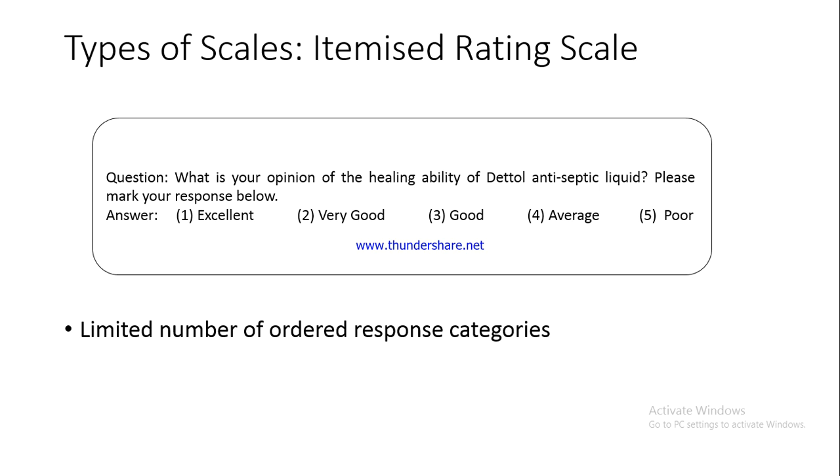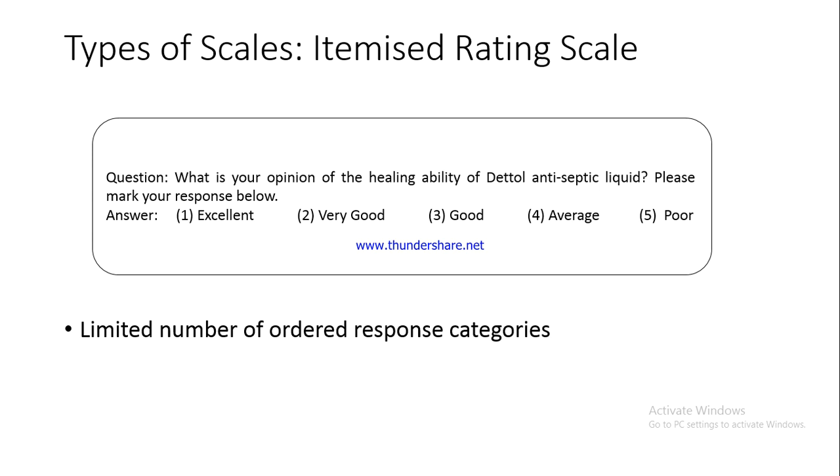For example, in this particular question you can see the first response category is excellent. After that we have got very good, then good and average and then poor. It's not as if we can place these categories randomly. This particular sequence will have to be followed, which means you cannot put poor first and then you straightaway jump to excellent and then come back to average, then straightaway jump to very good. This is just not possible, because the scale would have ordered response categories.